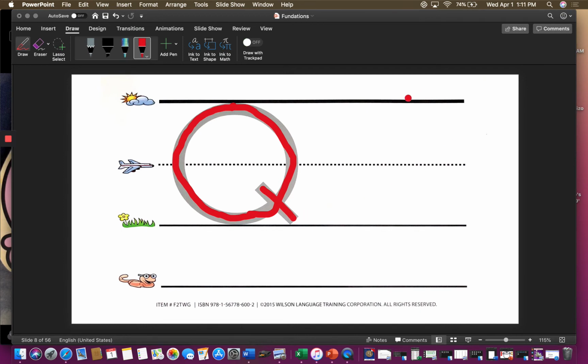Now let's try and make it on our own. We're going to start at the skyline. We're going to trace back. Oops, let's try that again. Let me erase that. I'm going to start at the skyline, trace back and around the grass line, back up to the skyline. I'm going to stop. I'm going to start in between the plain line and the grass line, and I'm going to make a tail. Q, queen, qua.